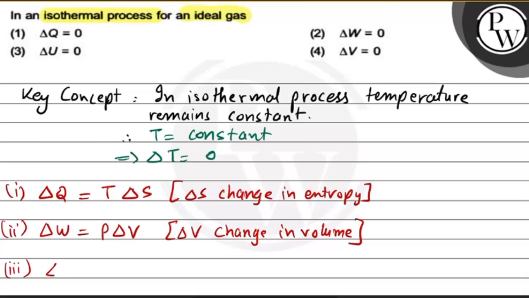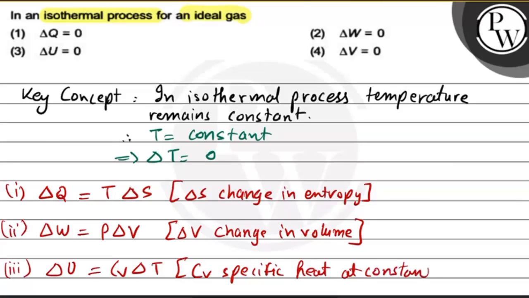So the other option is delta U is equals to delta U, right? So delta U is defined as CV delta T. Okay, where CV is specific heat for the ideal gas. Specific heat at constant volume. Okay, so this is defined differently for different ideal gases.